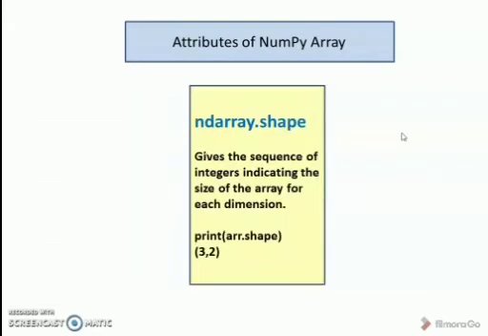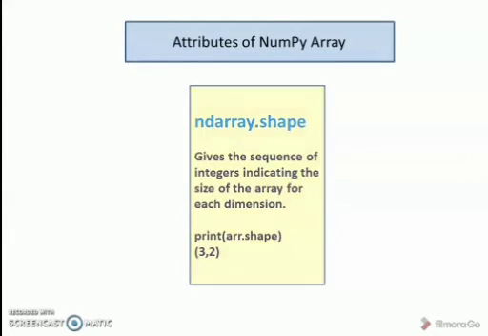Second attribute is shape, and it gives the sequence of integers indicating size of the array for each dimension. If array is 2D array, it will return the size of each dimension. So here when we write 2D array arr dot shape, it will return 2 integer value. First integer value indicates number of rows and second value indicates number of column, right? So in this fashion it returns the integers indicating the size of the array for each dimension, right?